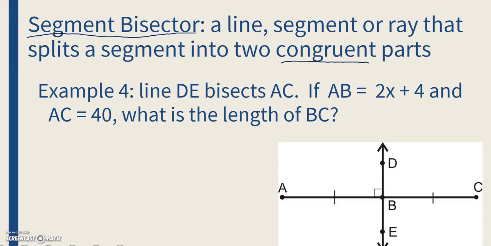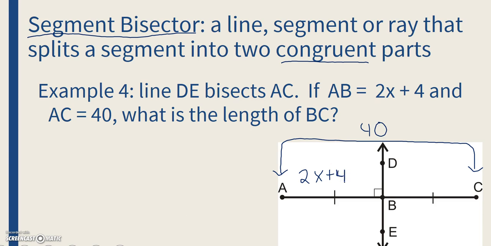Okay, so line DE bisects AC. So we see DE and AC in our picture here. Okay, so if AB is 2x plus 4, and AC, so the whole thing, AC, is 40, find the length of BC.